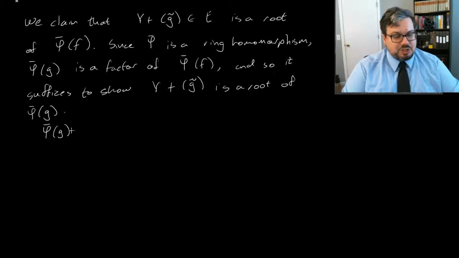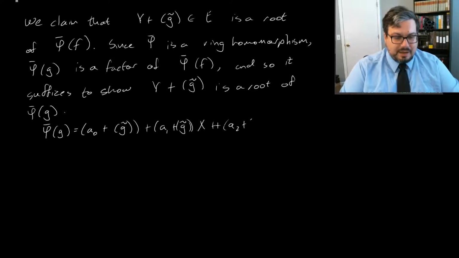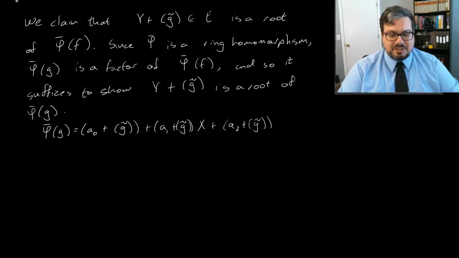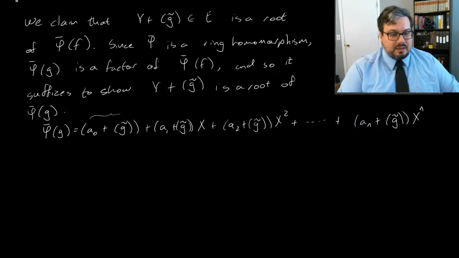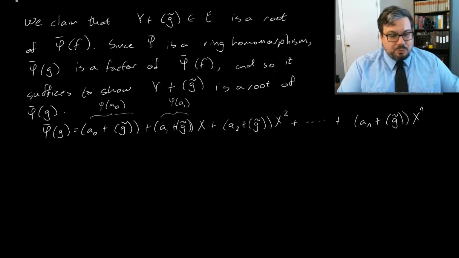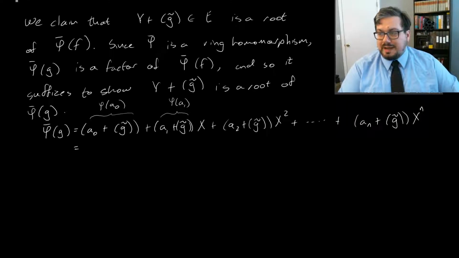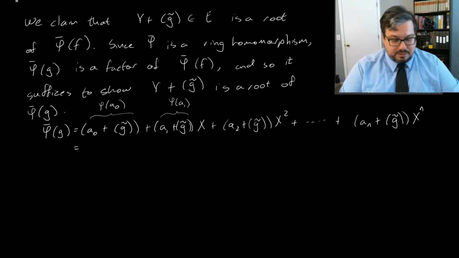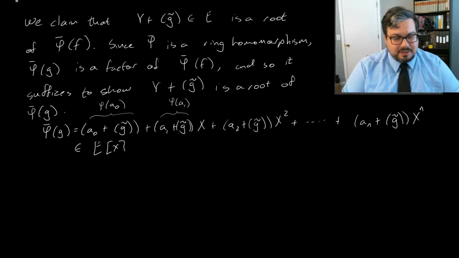Now phi bar of G is equal to A0 plus G tilde plus A1 plus G tilde x plus A2 plus the ideal generated by G tilde x squared, etc., plus An plus the ideal generated by G tilde x to the n, because each of these coefficients here are phi of A0, phi of A1, etc. Now, if we start combining, notice that this is an element of E adjoin X.